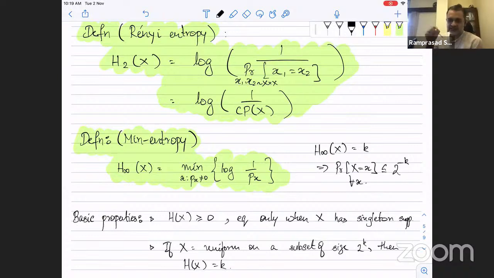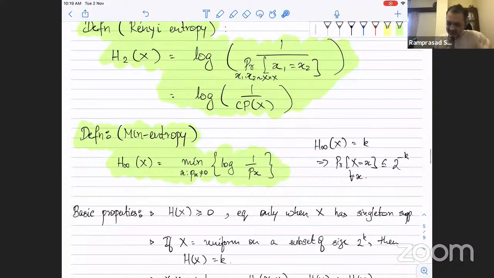That is, as long as there are two possible different samples you could get, any of these entropies will always be strictly greater than 0. It'll be 0 only if X is completely supported on one thing. I mean, there's no randomness there. It's just giving you one.